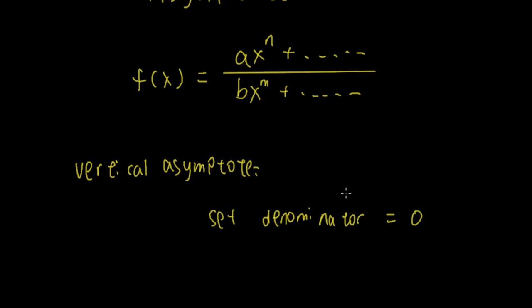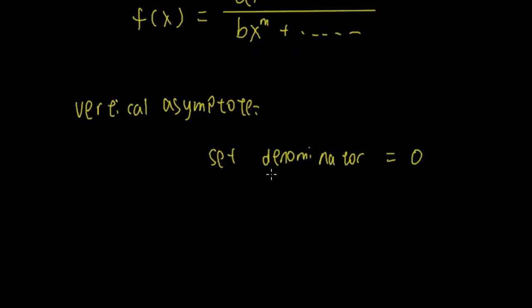Now, if you can cancel something out between the numerator and the denominator, then whatever can be cancelled out is just a hole there. But whatever cannot be cancelled out with the numerator, then you will have a vertical asymptote there. Okay. Now, next, horizontal asymptote.